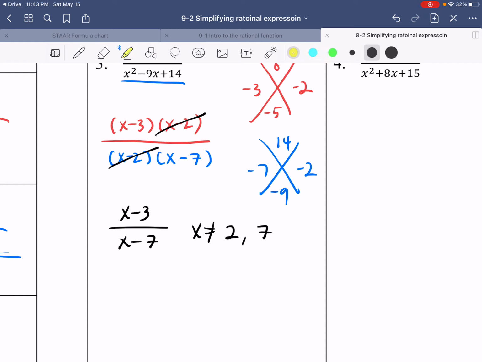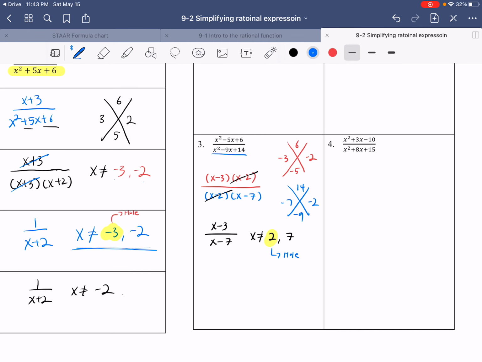And 2, we canceled it out, so this will be our hole later, okay? So let's make a habit to label the hole, okay? The hole is going to be a point, not just this one number, but it's going to be better for you to practice like this, okay? You will understand what I mean later. Now try this question by yourself.